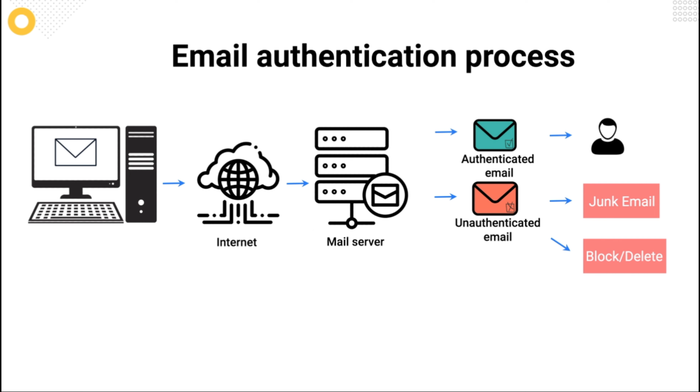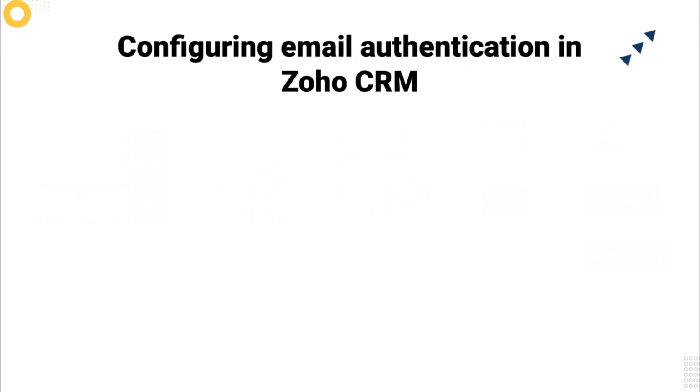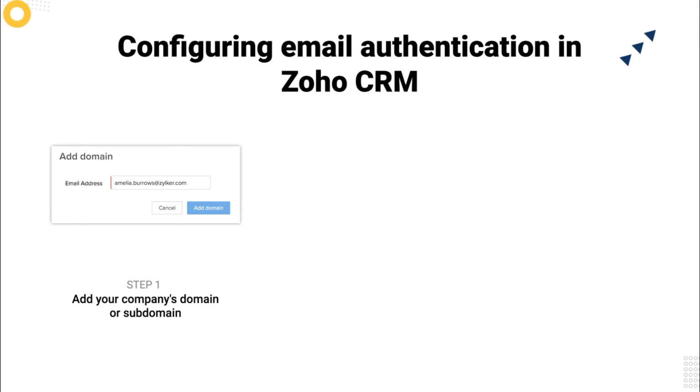To configure email authentication settings in Zoho CRM, you need to go to Setup and select Emails, and then configure the email authentication settings under Email Deliverability. Step 1. You need to add your company's domain or subdomain. In this example, you can see Amelia Burrows with the Zilker domain.